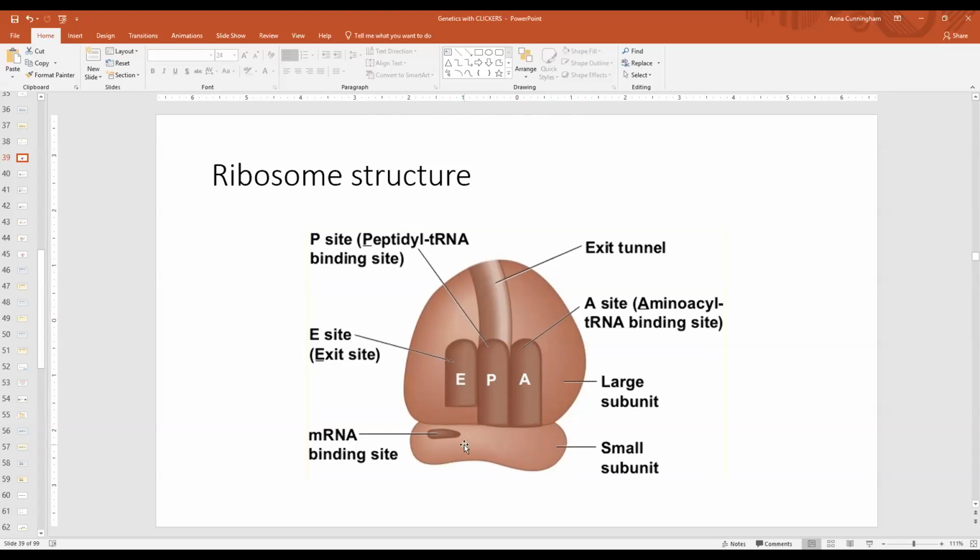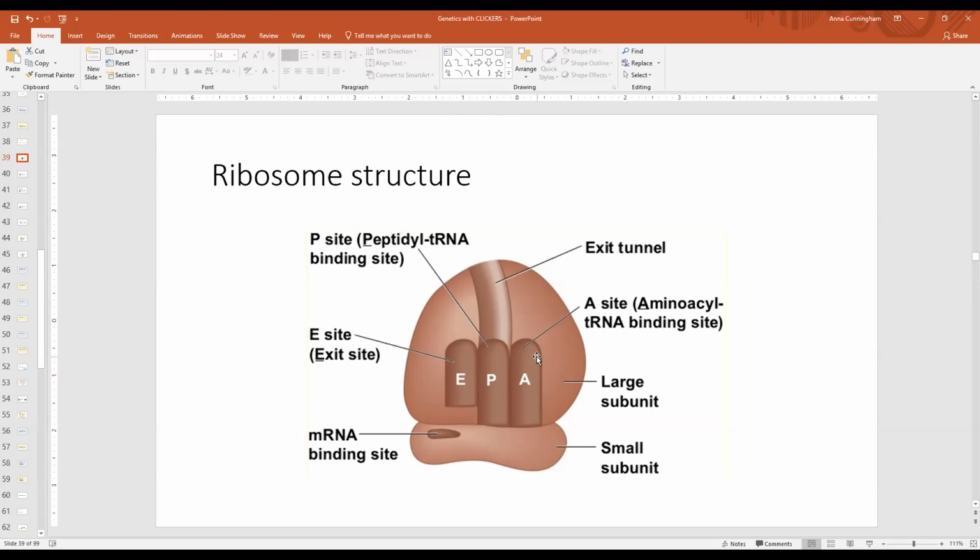But your small subunit binds to your mRNA, and your large subunit works with recruiting and organizing your tRNA. So you have 3 binding sites in that large subunit, I should say. You have the E site, the P site, and the A site. So these all refer to what happens to the tRNA when it's in the ribosome.